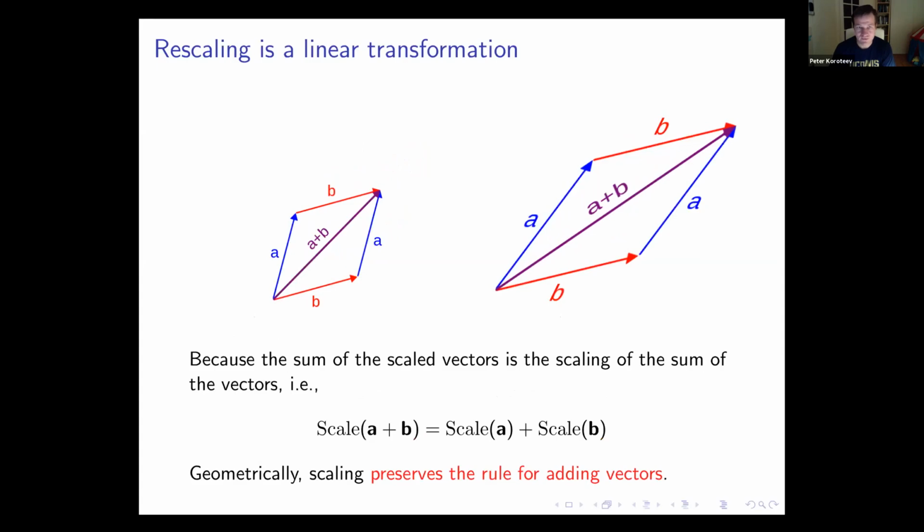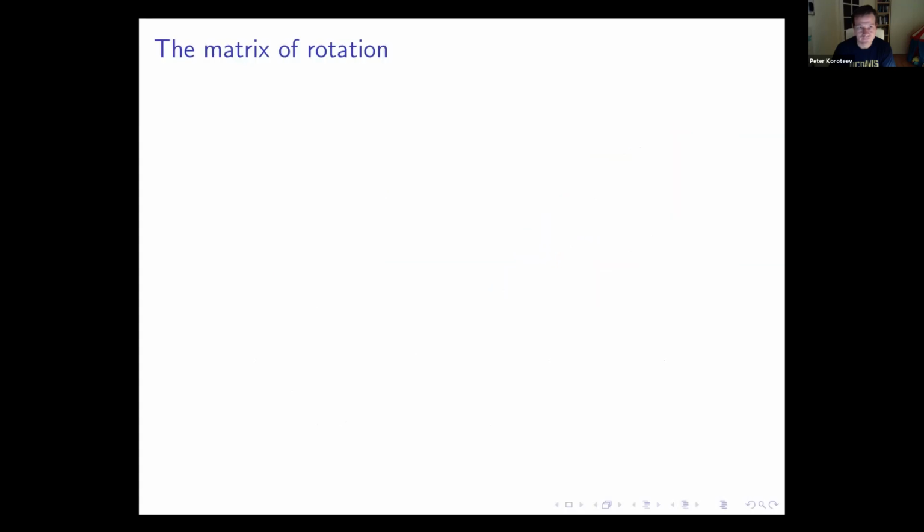Rescaling is also a linear transformation. So if you multiply every vector by the same constant, then it also preserves the sum. It preserves the addition of vectors. Okay, now let's talk about matrices, how to explicitly write down matrices for each of these transformations.